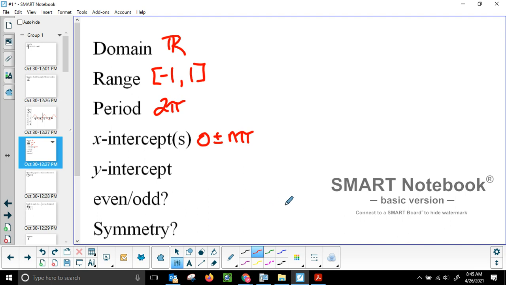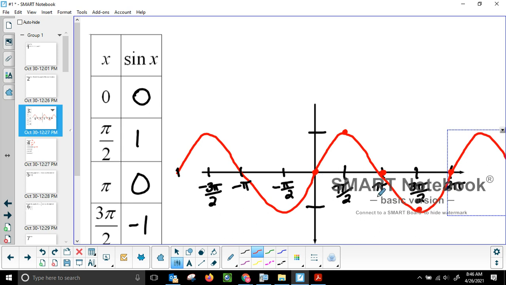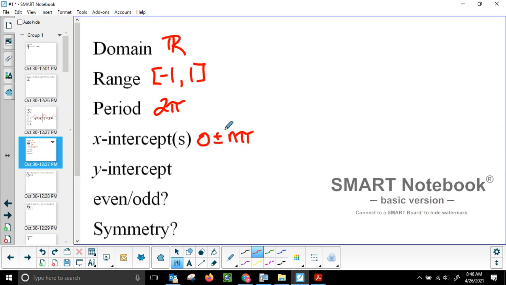n times pi. And what that means, n is just any natural number, any counting number, so 1, 2, 3, 4, 5. Well, if I add 1 pi, I get here. If I were to add 2 pi, that would count this one. If I were to add 3 pi, it would be the one over here. If I were to subtract 1 pi from 0, I would end up here at this x-intercept. If I were to subtract 2 pi, I would end up here at this x-intercept, and so on forever and ever in both directions. So this actually covers all infinite x-intercepts.